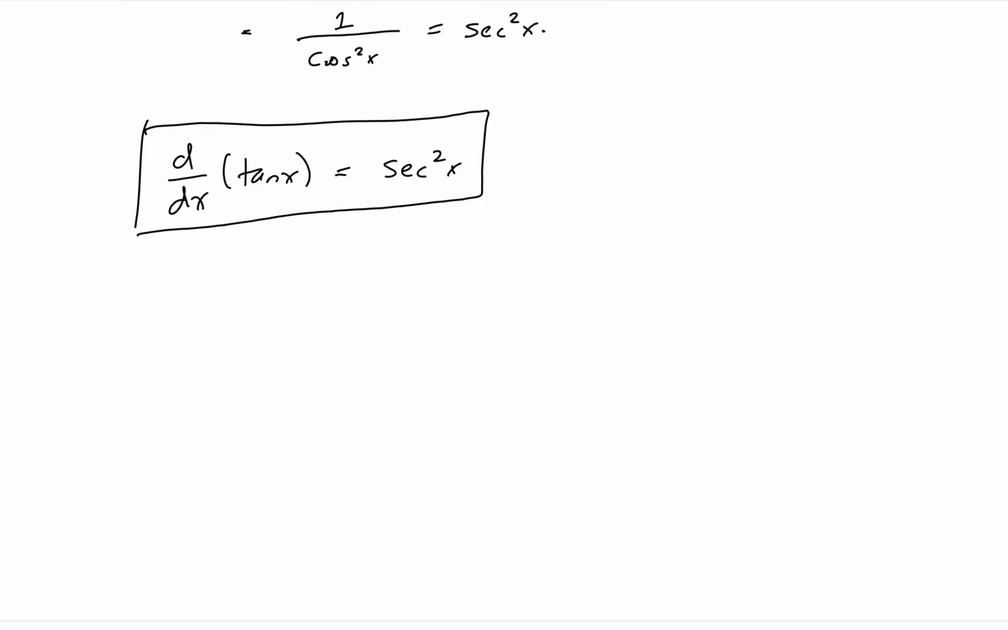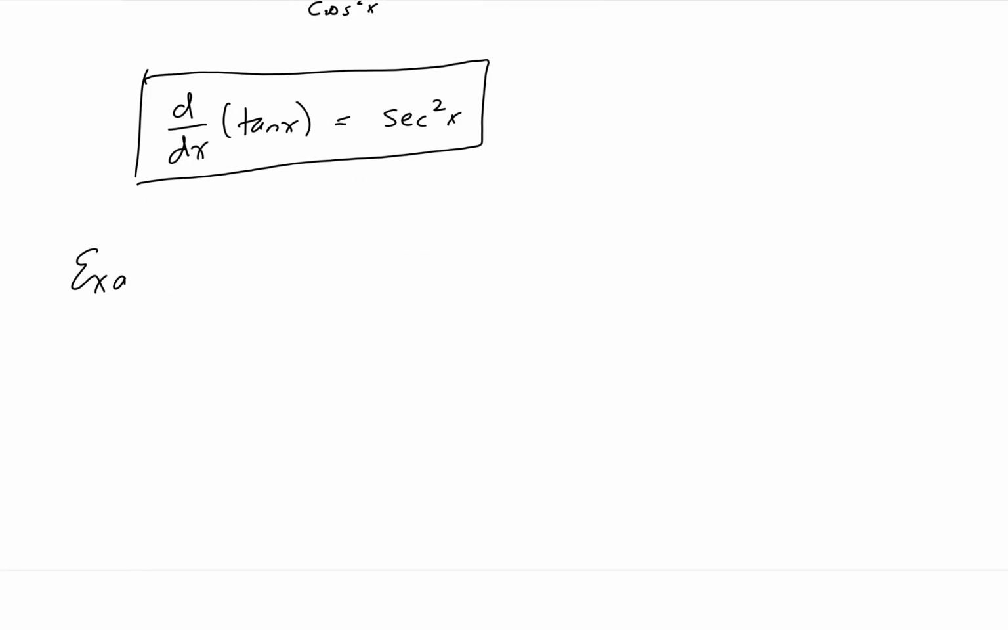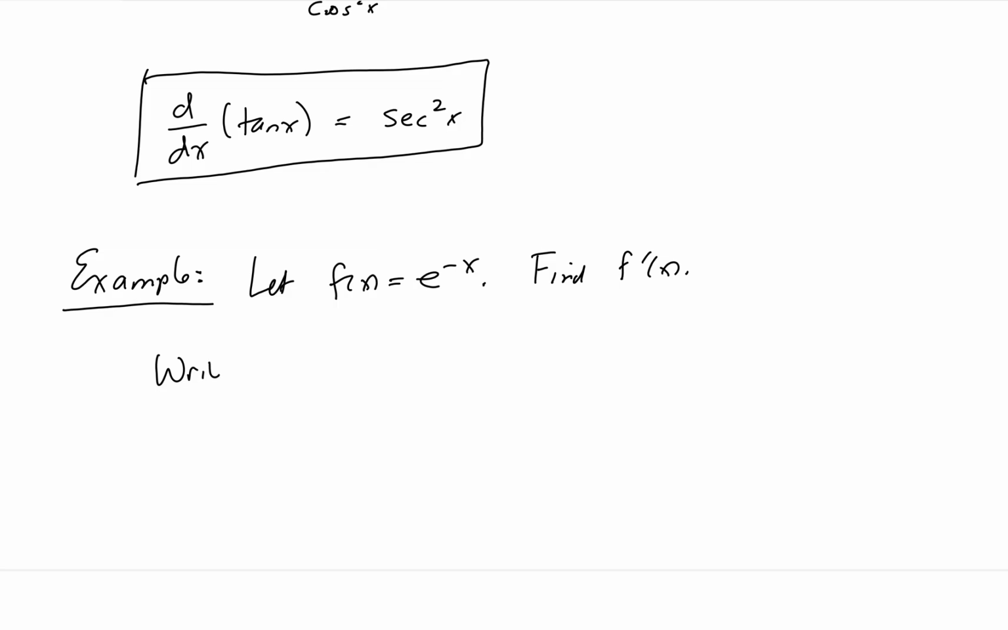Okay, so let's try another example. Let f of x be e to the minus x, and let's find the derivative of this. We know the derivative of e to the x, but we don't know e to the minus x. But what we can do is write e to the minus x as 1 over e to the x. And now we can use the quotient rule.